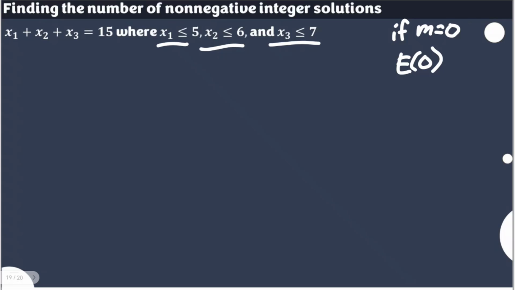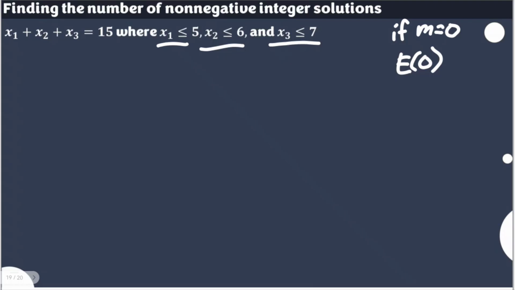Now take note that the requirement here is that x sub 1 is less than or equal to 5. So since we have non-negative integer solutions, we can have 0 until 5. But for x sub 2, 0 until 6. And x sub 3 was 0 until 7. So we have a lot of possibilities for this. That's why we intend to use complements here for each of the property.